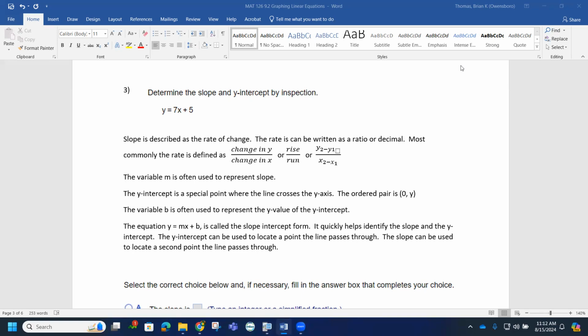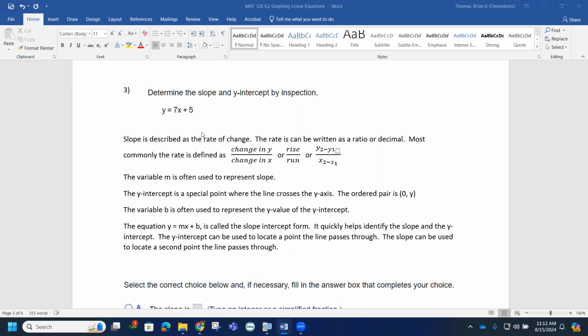If we were going to graph it, we could make a table and plot some points and create the graph. But they don't want us to do all that work. They want us to actually just look at this equation by inspection and identify the slope and the y-intercept.